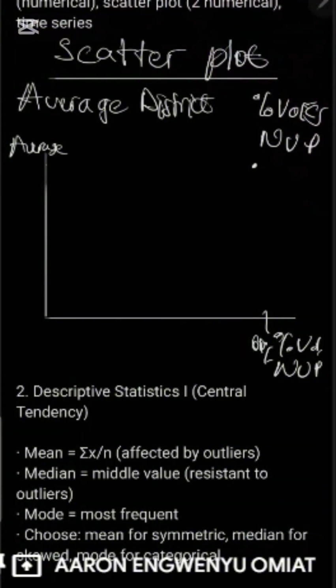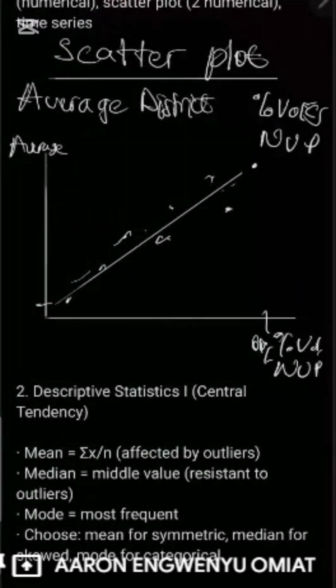Then if we look at a region like Karamoja, you find that the income is low. However, the percentage of votes for NUP was also low in such a region. If we go ahead and fill in the rest, you end up with something like this. The dots are here. Based on this, you're able to draw a line in between the points that tries to represent the data. And you realize that there's a direct correlation between the average income and the percentage votes for NUP.